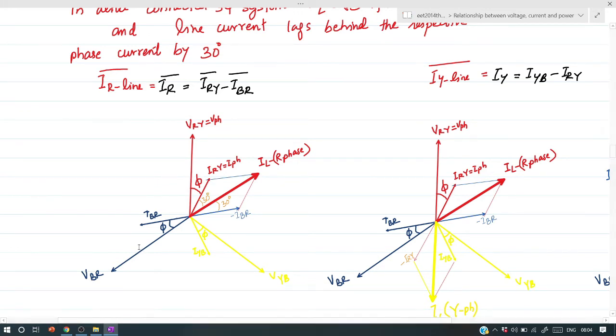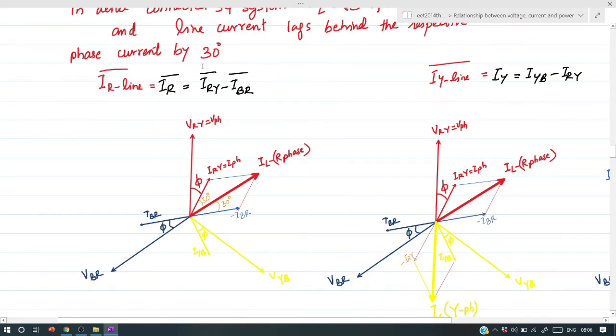Now, if we are considering lagging power factor, IRY phasor can be represented in this way. IRY lags V phase by an angle phi. Similarly, IYB lags VYB by an angle phi. This is the phase voltage corresponding to Y phase. In a similar way, this is the phase voltage corresponding to B phase. So IBR, that is the current flowing through B phase, lags VBR, the corresponding voltage, by an angle phi. It can be seen that these phase currents are of equal magnitude and mutually phase displaced by 120 degree.